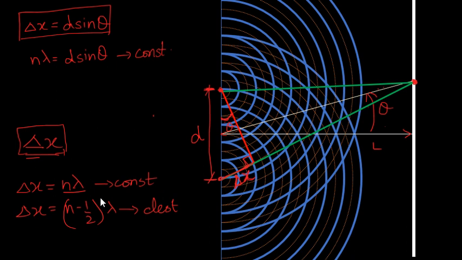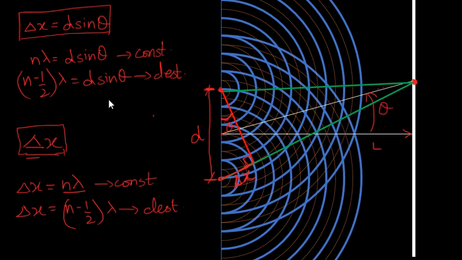What about if destructive interference is happening in the same situation? Then my equation would be n minus 1 over 2 times lambda is equal to d sine theta. What is d? d is the distance between the slits. So this is for destructive interference. Sounds good?